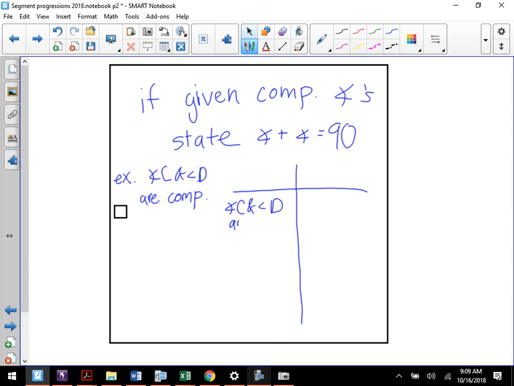So then you're going to write down that given statement. First step, reasoning is given. You should be getting the hang of doing that. And then what statement can you make with that given? Yep, so angle C plus angle D equals 90. And then your reasoning is definition of complementary angles.